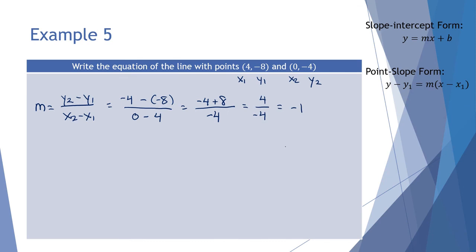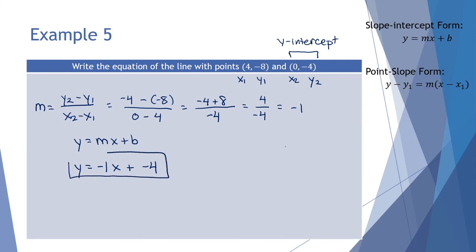And one of our points that we're given is actually the y-intercept because the x value is equal to 0. So since we have a slope and the y-intercept, we can use slope-intercept form. So that is y equals mx plus b. So our m is -1, so that's -1x plus, and then the b value is the y value, which is going to be our y2 here. So that's -4, because the x is 0 and the y is -4. So we get y equals -1x plus -4, or you can write -4.